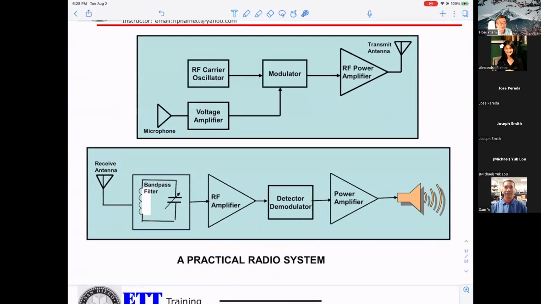Okay, practical radio system. You can see this is the oscillator. This is your voice information. And this circuitry they call a modulator. I already told you, the modulator gets two inputs, one from the oscillator, one from your information or your message. And the output here, what is the name of this output?